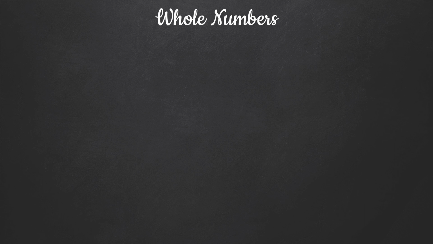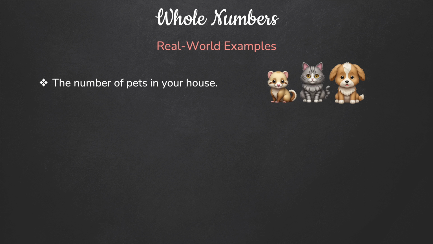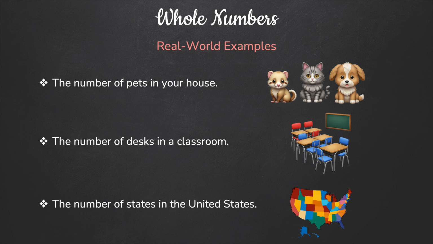Now let's go over some real-world examples of whole numbers. The number of pets in your house would be a whole number because you're not going to have part of a pet. The number of desks in a classroom, that is a whole number because you're not going to have part of a desk. And the number of states in the United States because that is 50 and 50 is a whole number.